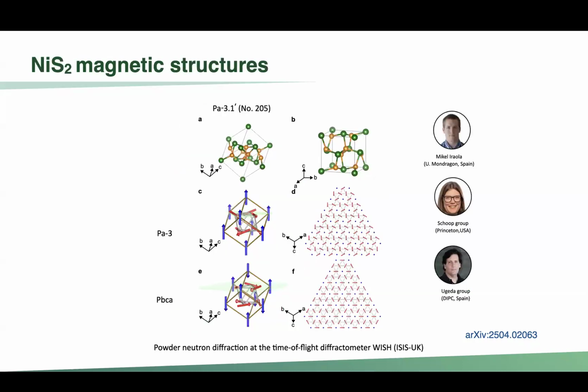All right, so nickel disulfide is a very interesting material because it's a charge transfer insulator or a Mott insulator, and despite having quite large gaps, hinge states and surface states have been measured with STM at the step edges, with unknown origin. Moreover, it has two magnetic structures. The second one was identified in this work by the team at ISIS doing very sophisticated powder neutron diffraction at the time-of-flight diffractometer.